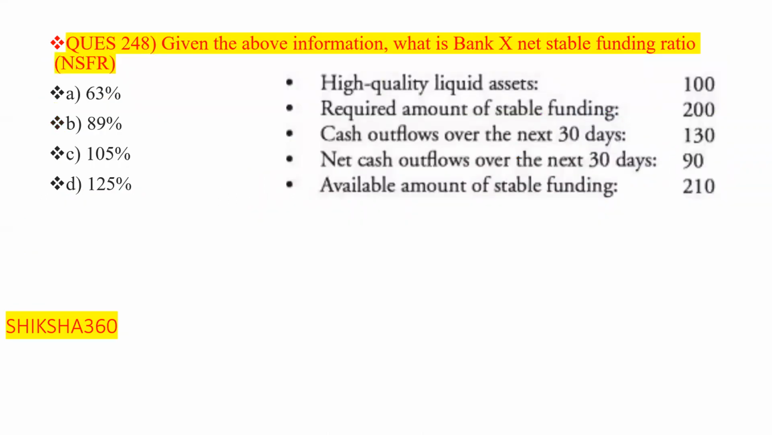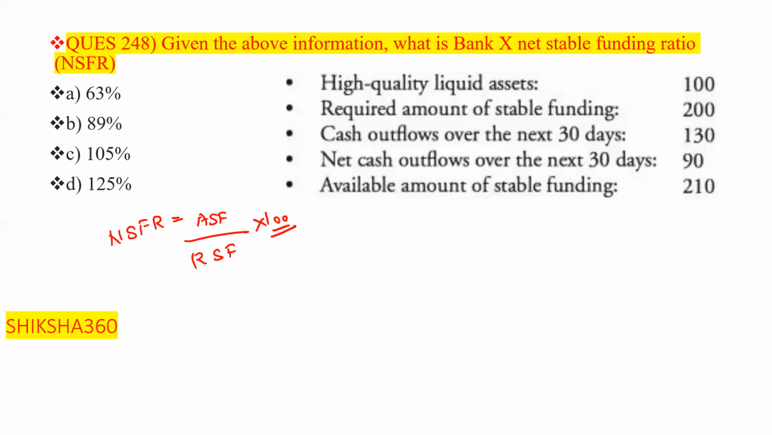Question number 248. This is also based on the same thing. Given the information, what is the bank's net stable funding ratio, that is NSFR? We have discussed the formula regarding the LCR. Now the next point is NSFR, net stable funding ratio. The NSFR is available stable funding upon required stable funding into 100%. This is the formula of the net stable funding ratio.